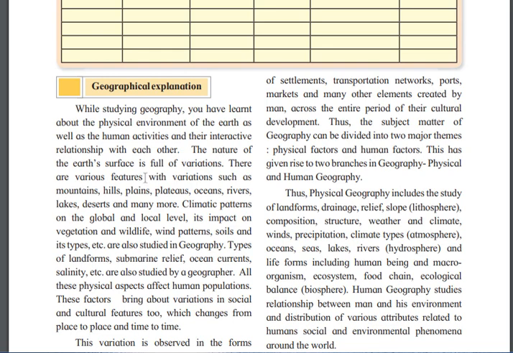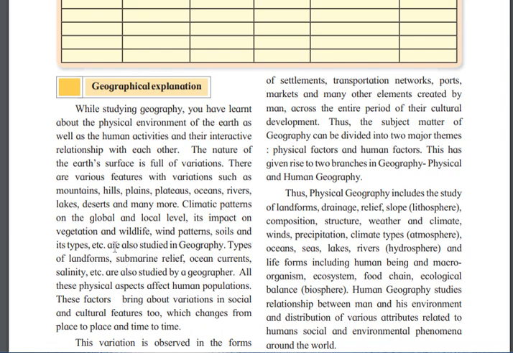The nature of earth's surface is full of variation. If you see the surface of the earth, each and every place is different. There are various features with variation, such as mountains, hills, plains, plateau, ocean, river, lakes, desert, and many more.